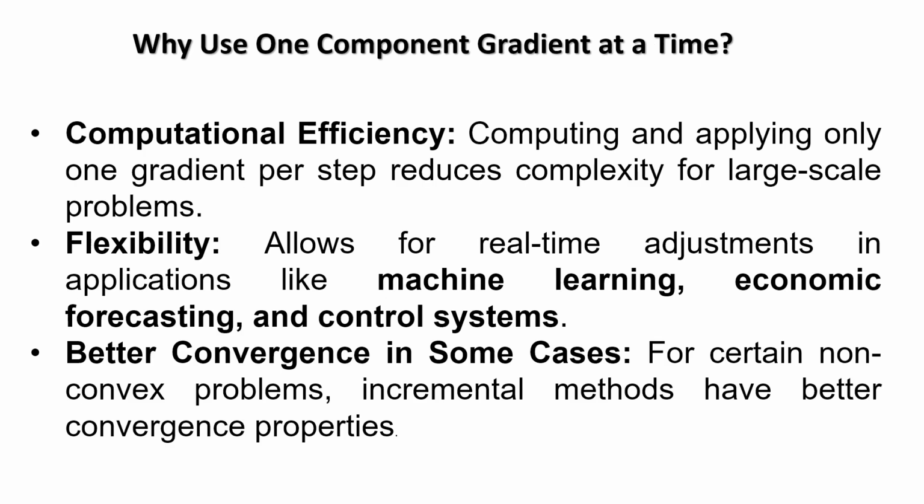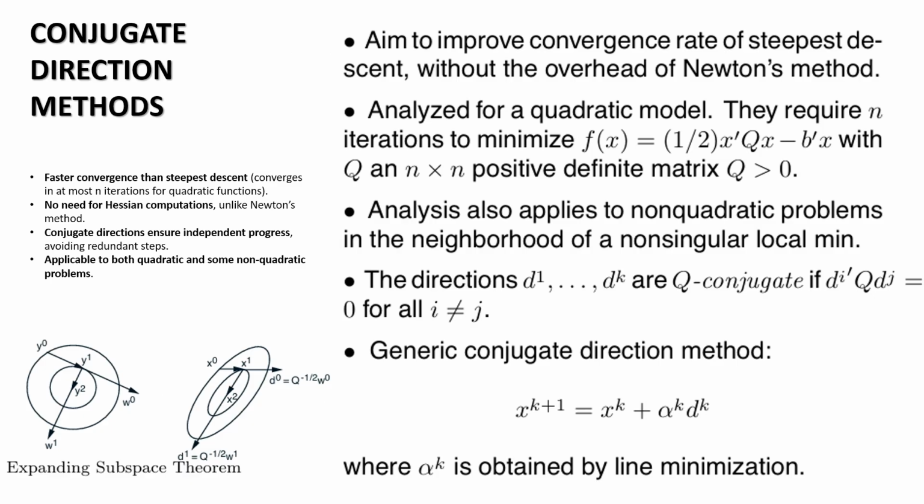So, summarizing why use one component gradient at a time: it means we would like to use computational efficiency as much as possible, and it allows us to be flexible and gives better convergence in some cases. Let's consider conjugate direction methods.